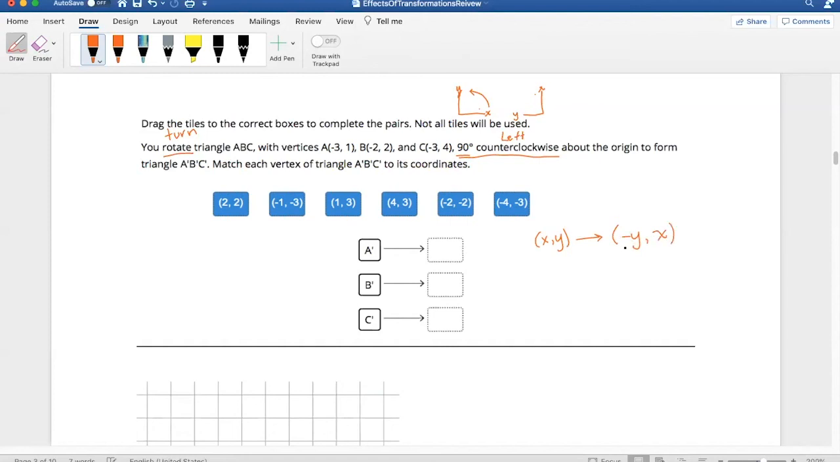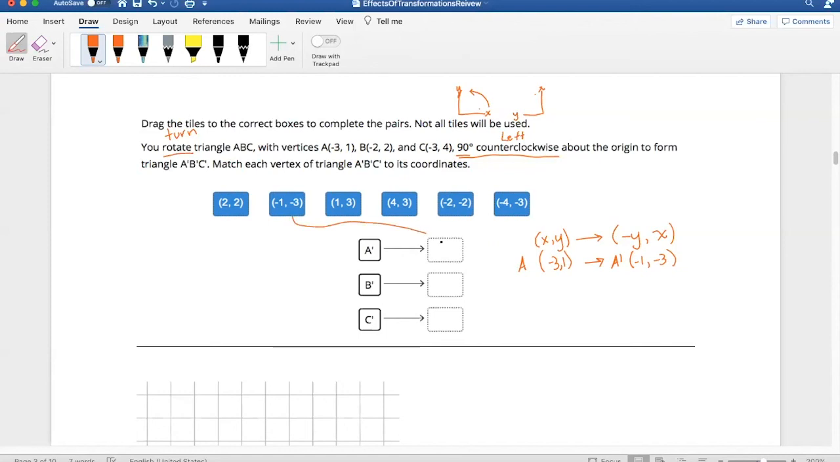So that means the X and Y values flip-flop, and the Y value will become a negative, or the opposite. So going back, my original A is (-3, 1). And so my A prime is going to end up, the X and Y flip-flop. So (1, -3). The Y value will also be a -1. And so here's that point.